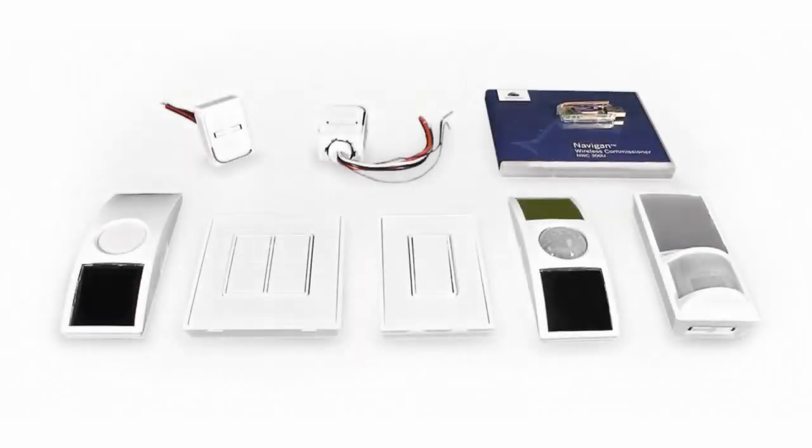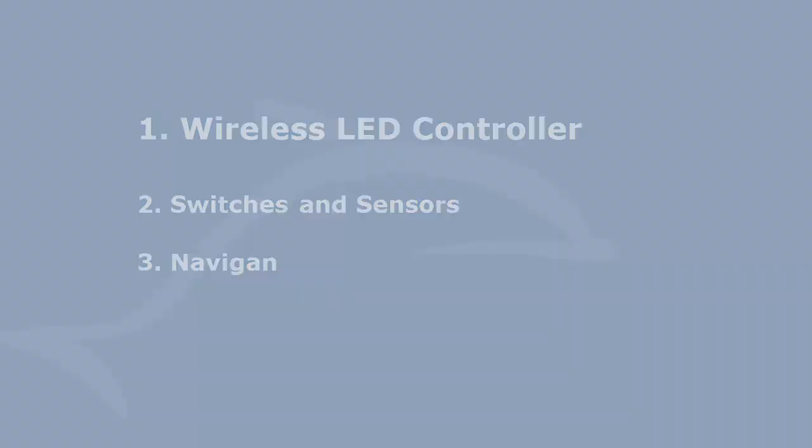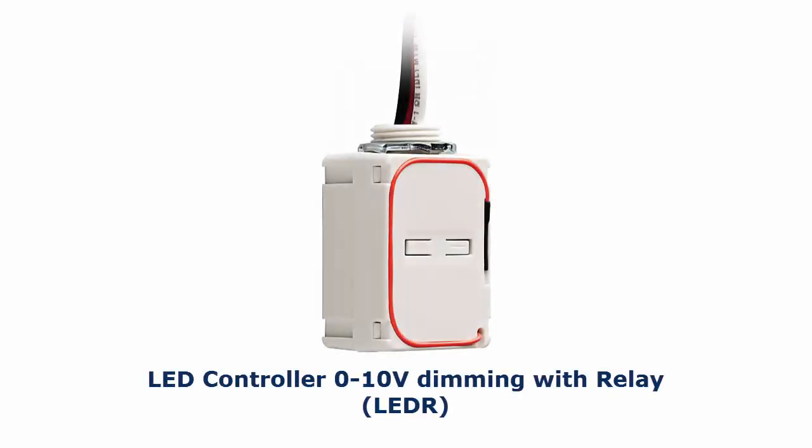Navigan commissioning software is a helpful tool to link wireless devices and to set parameters in the controller. Let's get started. The first step is installing your controller. This is an LEDR. Your controller might look different.